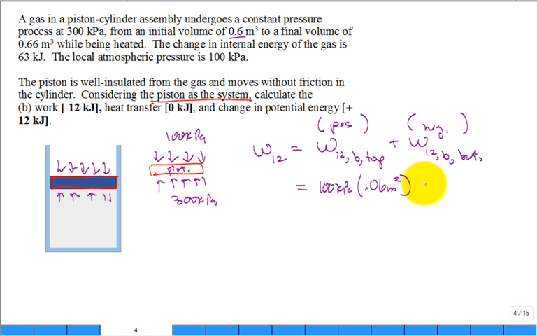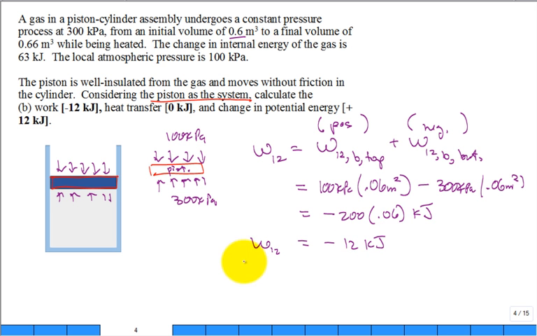And then what do you have here? You either take care of the minus sign right there and put 300 kilopascal and then a positive 0.06 meter cubed, or you say that's a negative 0.06 meter cubed. Either way, what are you left with? You're going to be left with a negative 200 times 0.06 kilojoules, and that gives us negative 12 kilojoules, work 1 to 2.